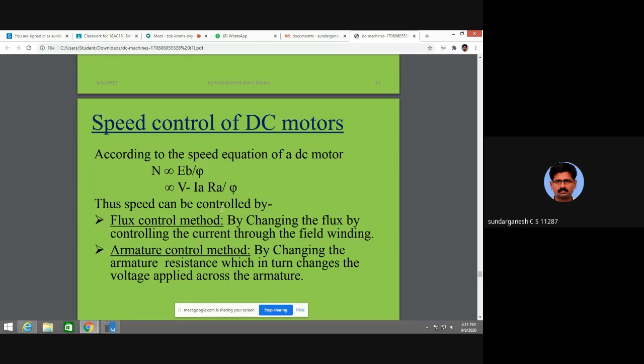So these are the three types of control used in DC motors. Broadly they are classified into two methods: flux control method and armature control method. Flux control method: changing the flux, changing the field current. Armature control method has two methods: you can change the armature current or you can change the armature resistance.